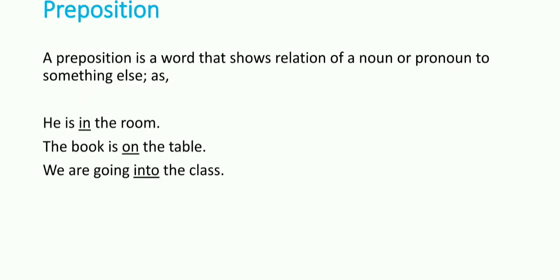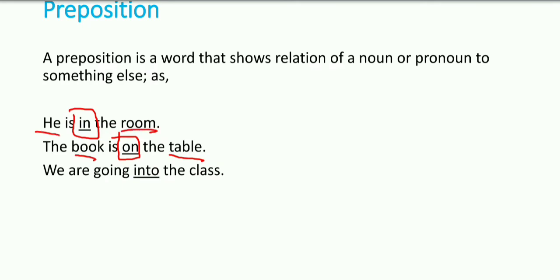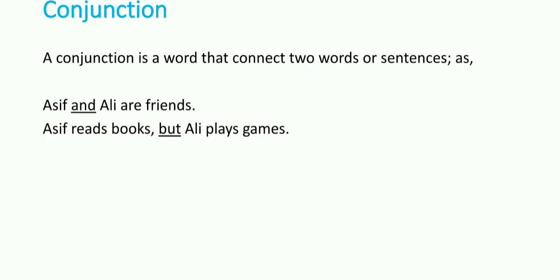Next we have the preposition. A preposition is a word that shows the relation of a noun or pronoun to something else or some other words. We have examples. He is in the room. Here we have the preposition in. The book is on the table. On is a preposition showing the relation of table and book. And we are going into the class. The relation of class and we is shown by the preposition into. So we have these types of prepositions.